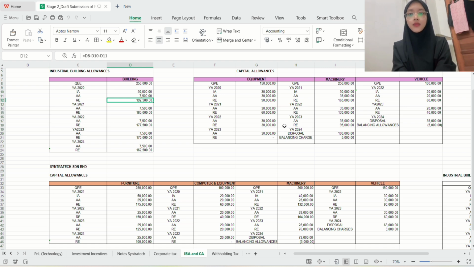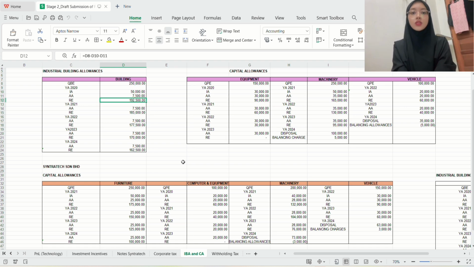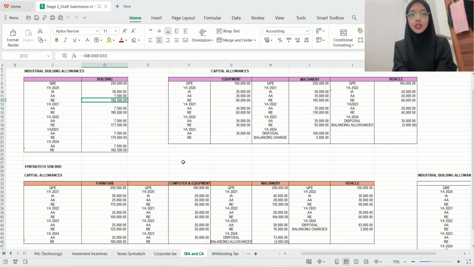So to get the retained earning for year of assessment 2024, we must calculate the retained earning for years of assessment 2021, 2022 and 2023. After all the calculation I have done, I get 162,500 for the retained earning for year of assessment 2024. That's how we calculate the industrial building allowance.